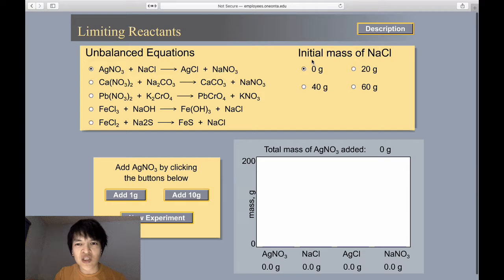Now take a look at the right side. I can change the initial mass of one of the reactants, okay, so NaCl. And then on the bottom left, I can add more of the other reactant by clicking any of these 2 buttons here. So in my reaction, silver nitrate is reacting with sodium chloride, and it's going to produce silver chloride and sodium nitrate.